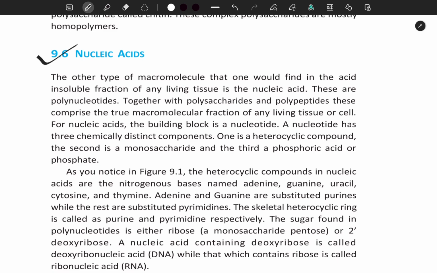9.6 Nucleic acids. The other type of macromolecules that one would find in the acid insoluble fraction of any living tissue is the nucleic acid. These are polynucleotides. Together with polysaccharides and polypeptides, these comprise the true macromolecular fraction of any living tissue or cell. For nucleic acids, the building block is a nucleotide. A nucleotide has three chemically distinct components. One is a heterocyclic compound, the second is a monosaccharide, and the third is phosphoric acid or phosphate.